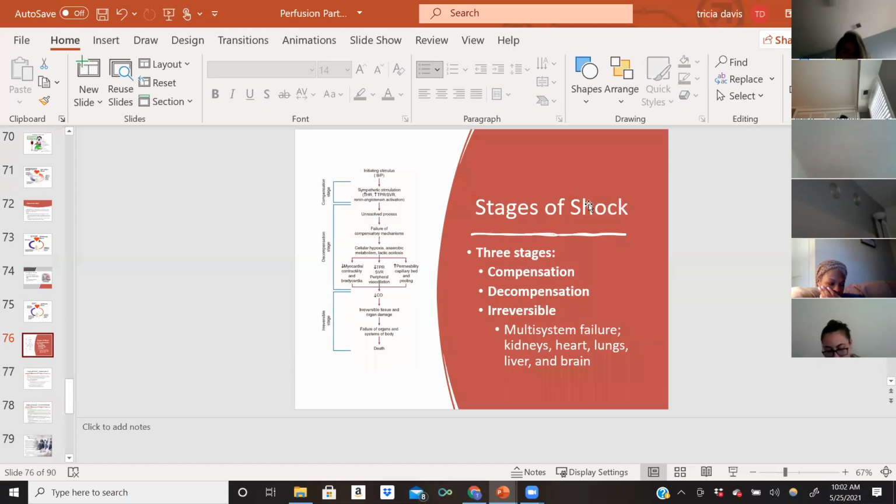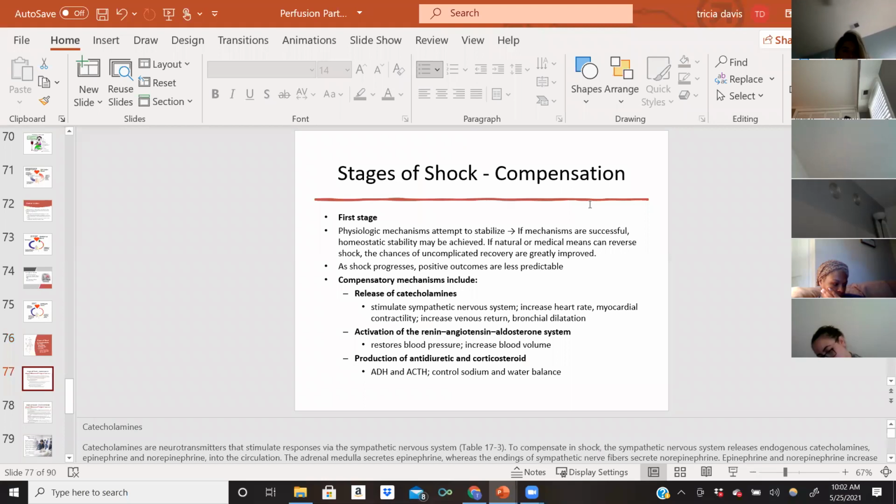So when we talk about shock, we always have 3 stages. So we have compensation, decompensation, and irreversible. With irreversible, we're always going to see multi-system failure. We're talking about your kidneys, your heart, your lungs, your liver, and your brain. That's a bad sign. Usually patients that see irreversible shock, they are pretty close to death and they usually don't survive.